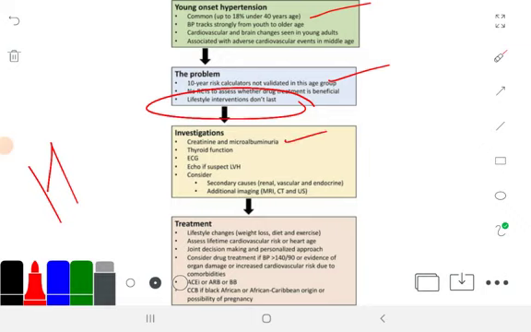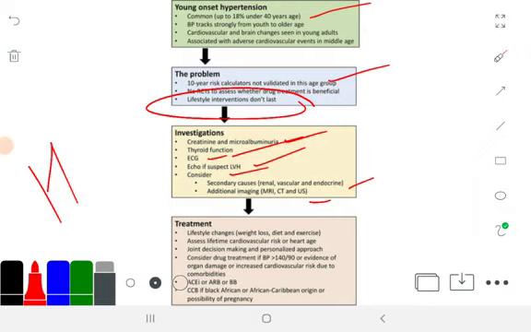Investigation in hypertension includes creatinine and microalbuminuria, thyroid function assessment, ECG, and echo if left ventricular hypertrophy is suspected. Secondary causes include renal, vascular, and endocrine. Additional imaging includes MRI, magnetic resonance imaging, and CT scan.